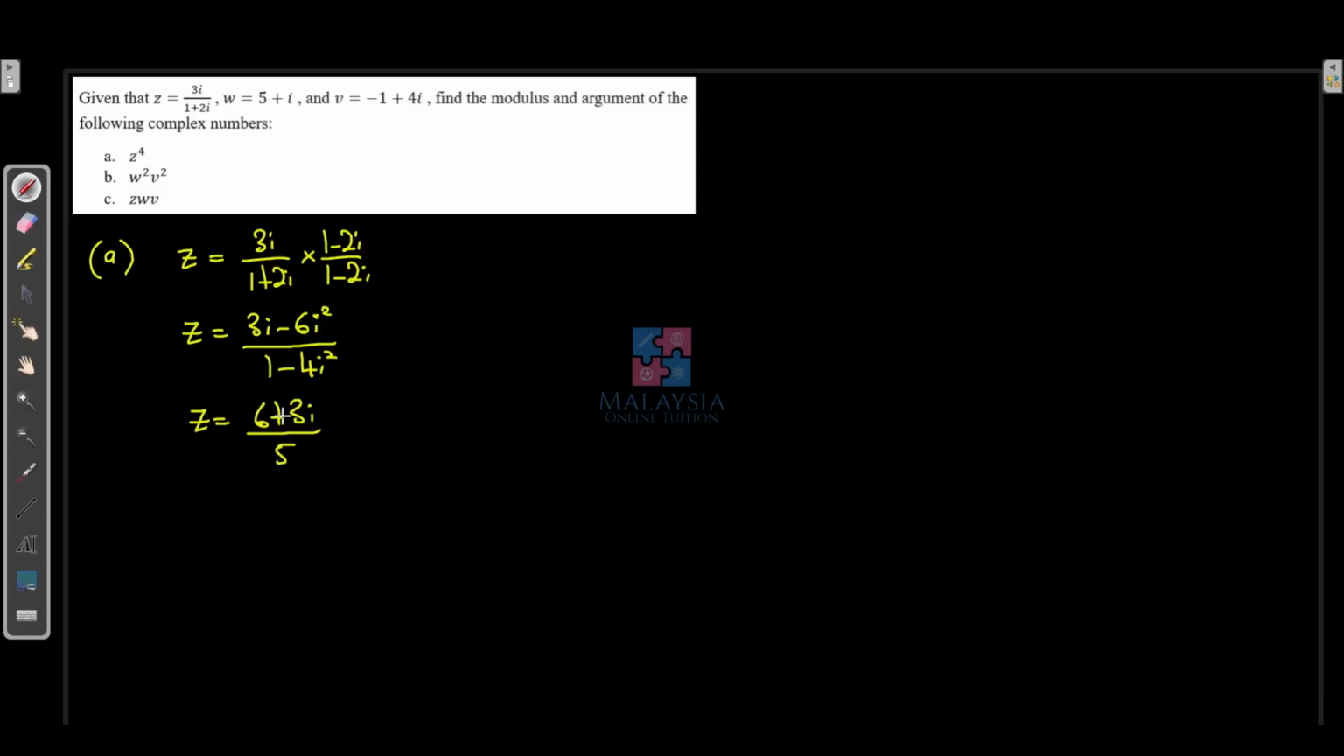Okay, and then we can change this into the exponential form by first finding the modulus and argument. So we can say that this is the square root of (6 over 5) squared plus (3 over 5) squared, and then we square root the sum. Okay, so I can write this as 6 over 5 plus 3 over 5 i. So what is this?